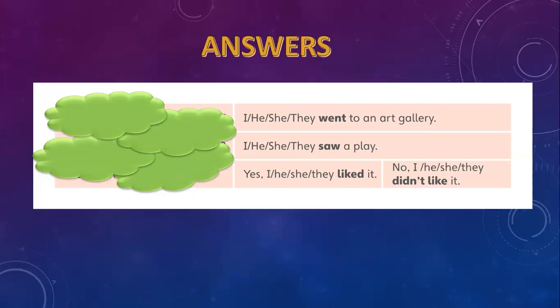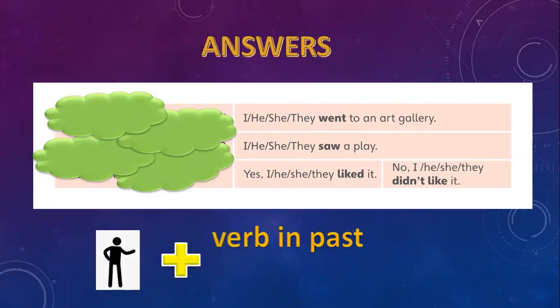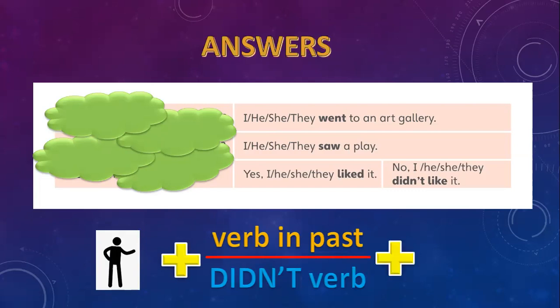So what did we do? We used first a subject, and then we followed that with a verb in past. When we talk about positive, when we talk about yes, or we used didn't with the verb in simple form when we talked about negative, okay, when we said no. And the complement after that, okay, the complement is always at the end. It's never difficult, it's never complex.